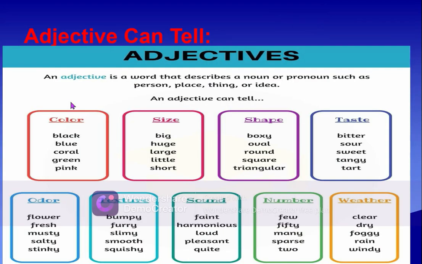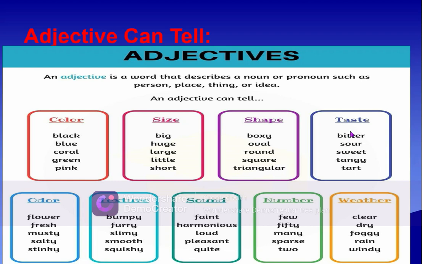Here we will come to know that adjective always describes the color of the noun. A black pen, blue pen, coral pen, green pen, pink pen. Along with this, adjective also discusses the size of a noun, size of pronoun: big, huge, large, little, short. Also, adjective describes the shape of a noun: boxy, oval, round, square, triangular.